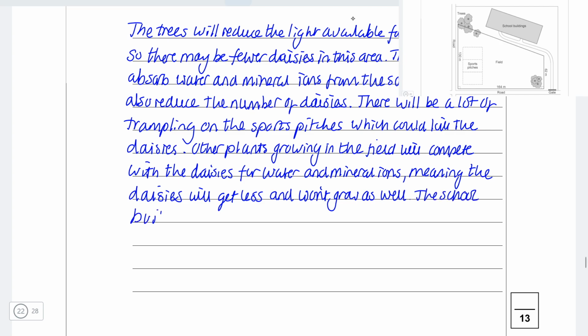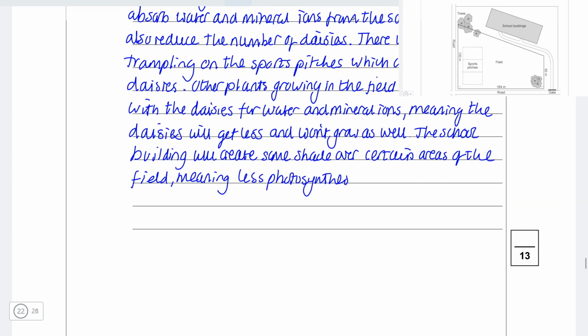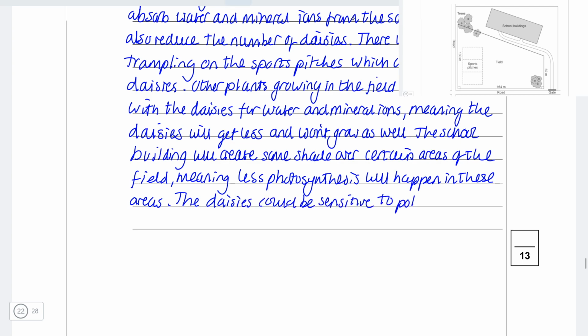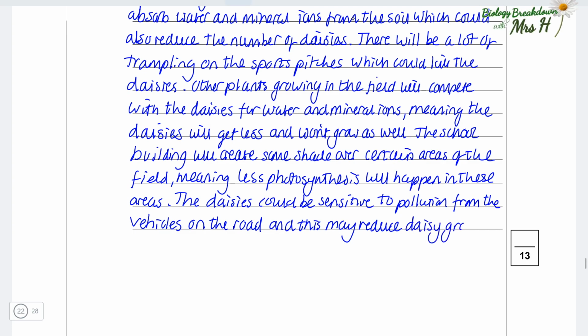You've also got the school building there, and that might create some shade over certain areas of the field, and that would mean less photosynthesis for the daisies. The daisies also might be sensitive to the pollution from the vehicles on the road, and this might reduce the daisy growth as well.